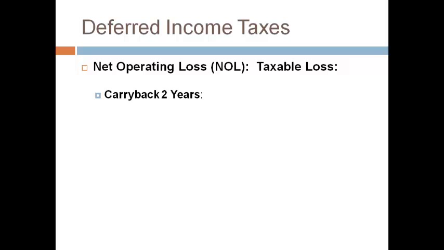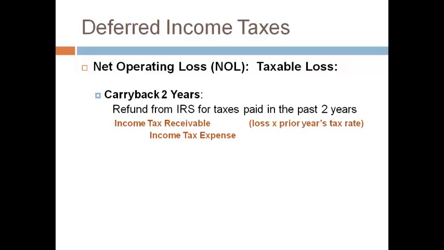The IRS allows a company to request a refund on taxes paid in the previous 2 years up to the amount of the loss. In the case of a carryback, a refund is requested and a receivable is recorded. A negative tax expense is recorded as a tax benefit.